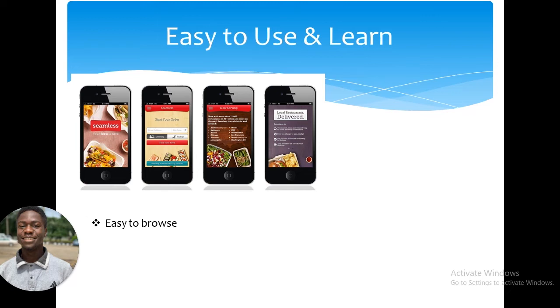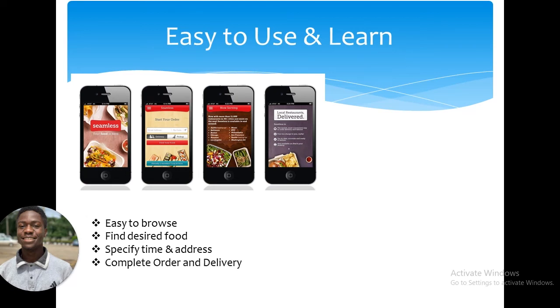Easy to browse, you understand. You must be able to find your desired food, specify the time and the date you want it delivered, and the address where you want it delivered. And then lastly, you must be able to complete your order and get it delivered to you right where you are. So it should be as easy as that.